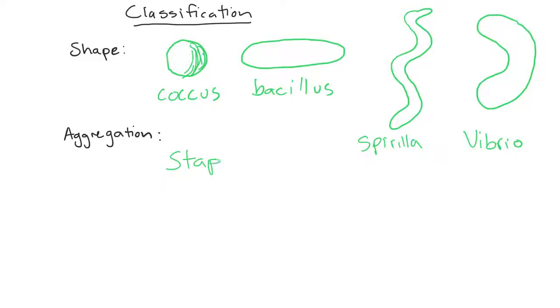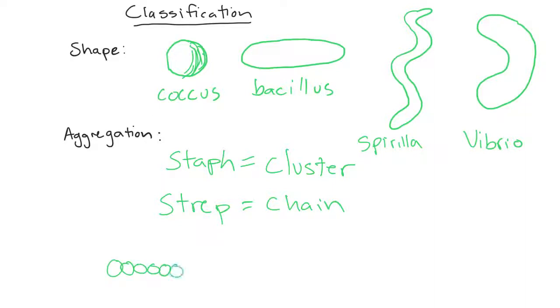So staph, what does that mean? It's not a chain, it's a cluster or a group, yeah. And strep then is a chain. Okay, so a streptococcus looks like what? There's streptococcus. Staphobacillus would look like what? Yeah, so all these guys would be stuck together.